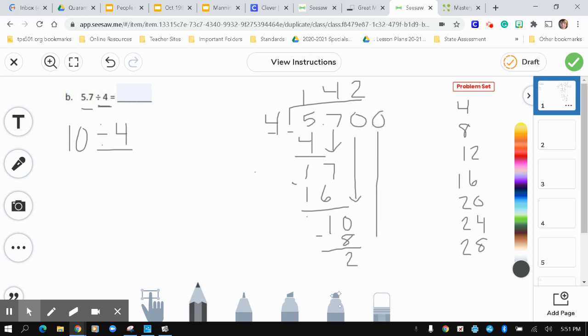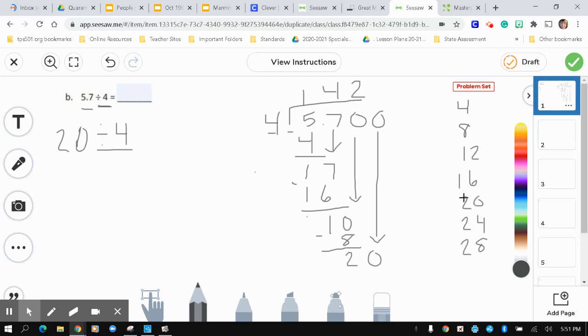So I bring down this 0. Now I have 20 divided by 4. So I'm going to go here and change this to 20 divided by 4. Well, let me go back over to my handy dandy multiples. And look at that, I can get 20.